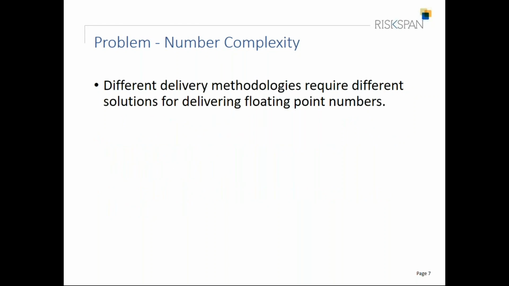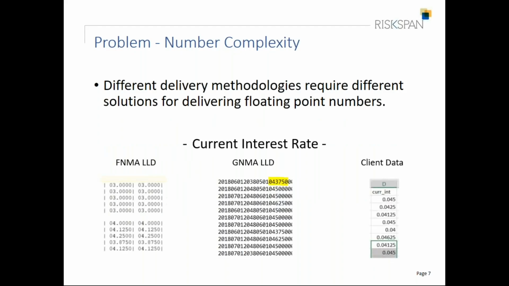Okay, numeric complexity. This is really more in the data itself, and our example is a floating point number. So this is current interest rate from 3 different sources. On the right, we have an example of what a client might deliver to RiskSpan in an Excel file. And you'll see that the interest rates are as hundredths, or literally 4 divided by 100 as 4%.